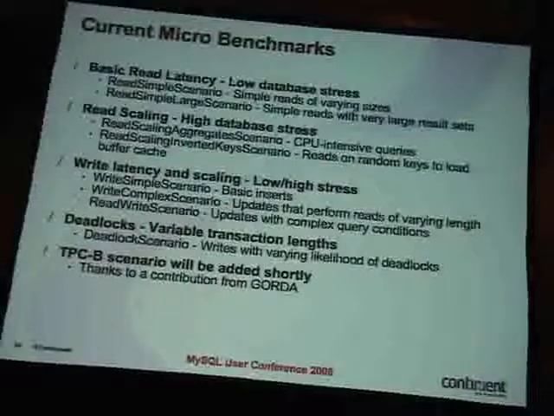We also have something, I love buffer caches. So I wrote one where we basically do what I call an inverted keys scenario, where we have a secondary index on a big table. And that index is computed in such a way that if you read values sequentially like 1, 2, 3, they're all going to fall on different database pages. And that's kind of nice for trying to force the cache misses and basically hit disk. Write latency and scaling.